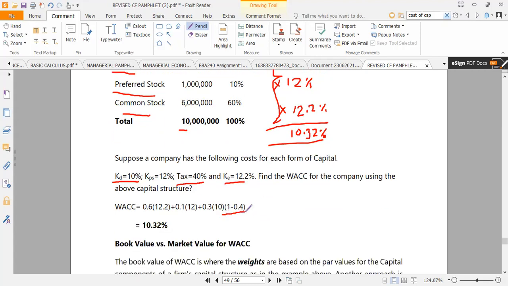You can see here, this is important, where you're calculating our WACC. Any questions so far?